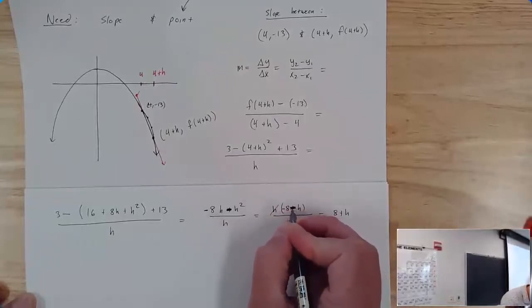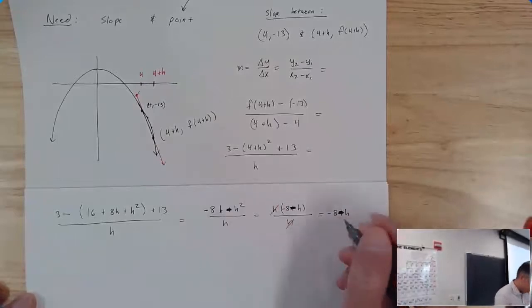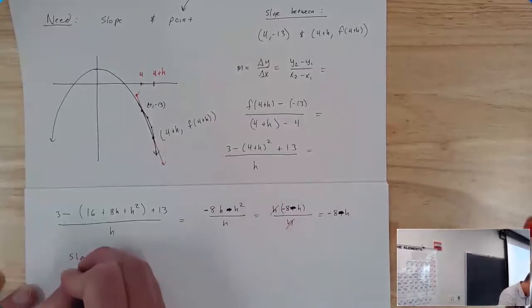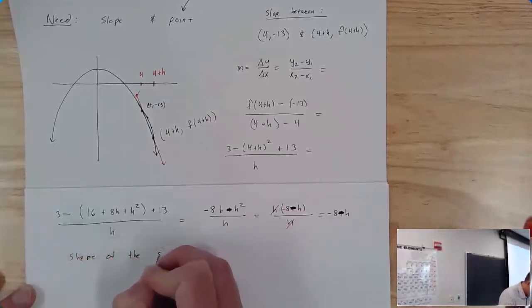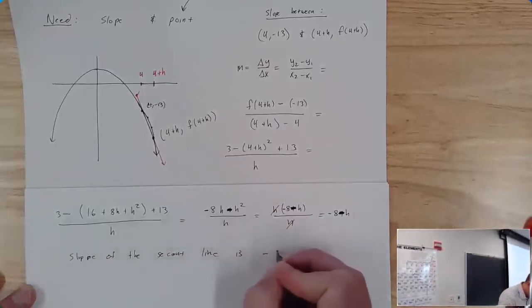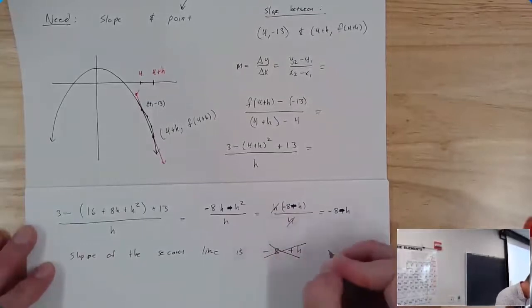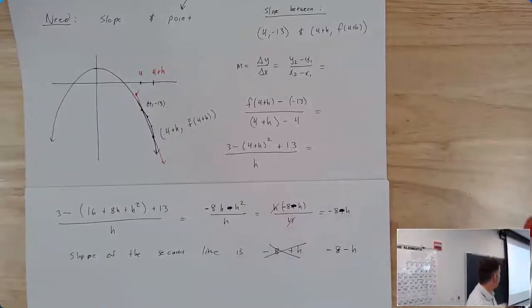That's terrible. I hate doing that. This would be a negative 8 minus 8. Terrible. All right, so the slope of that secant line is negative 8 plus h. Okay. Oh, thank you. Yeah, gosh. Jeez. Terrible. Thank you. So the slope of the secant line is negative 8 minus h. And now here's the idea.